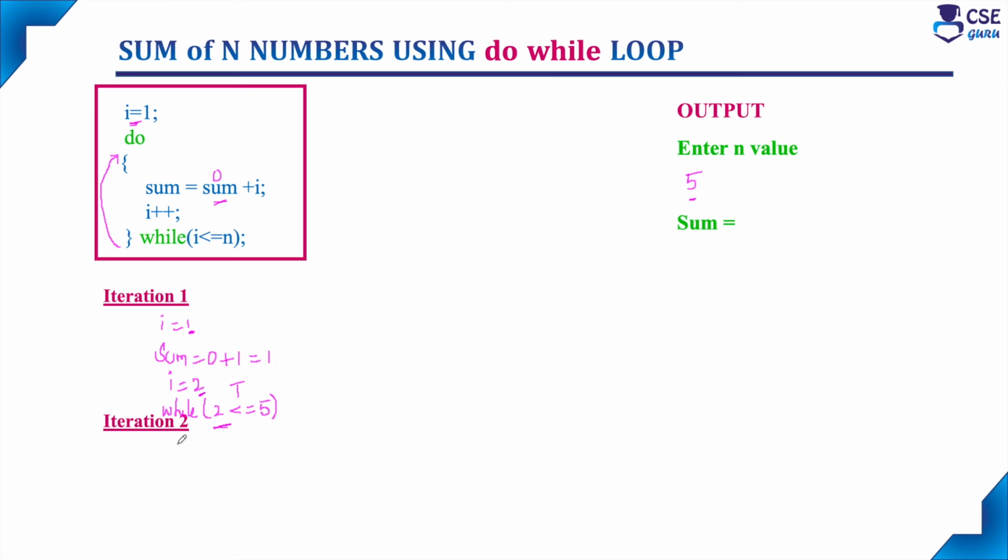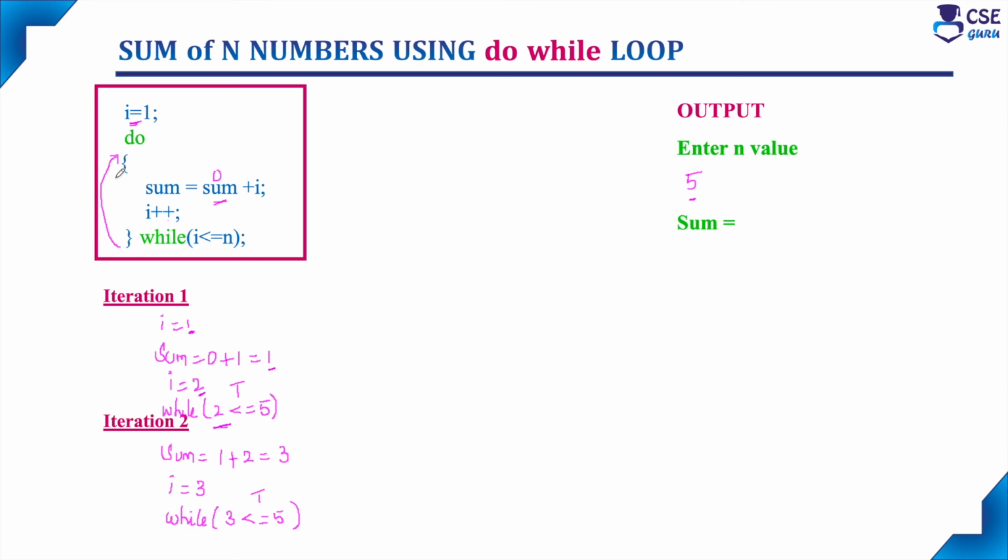In the second iteration, the I value is 2. Then the body of the loop is: sum is equal to the previous iteration's sum value 1 plus the updated I value 2. So we will get the sum as 3. Then update the I variable. Now I is 3, incremented by 1. Then check the condition while I value 3 is less than or equal to 5. Condition true. Next, it will allow the body of the loop to execute one more time.